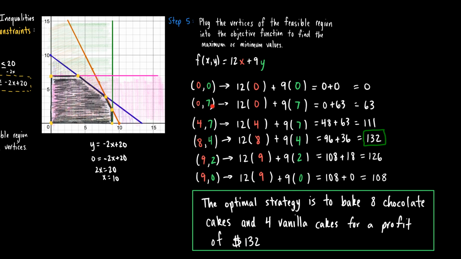So we plugged each corner in here. The X was the number of chocolate cakes, Y was the number of vanilla cakes, the X was the X coordinate, and the Y was the Y coordinate. And we found that the combination of 8 chocolate cakes and 4 vanilla cakes produced the best result of $132. Okay, so we said our optimal strategy then was we just decode this and say, what was the 8? What was the 4? The 8 was the number of chocolate cakes, and the 4 was the number of vanilla cakes. And that's how you do a linear programming problem.